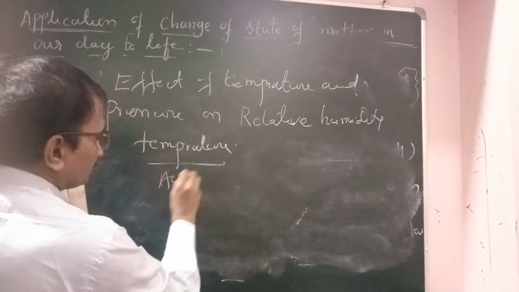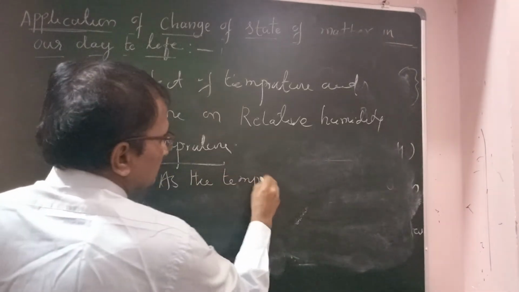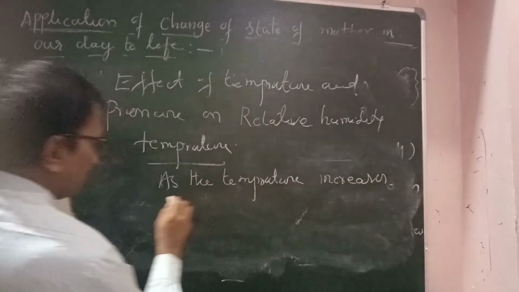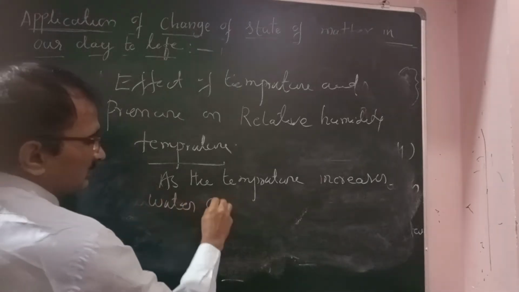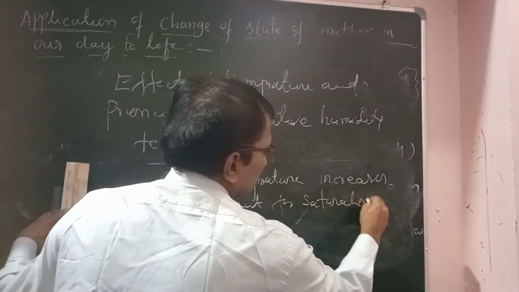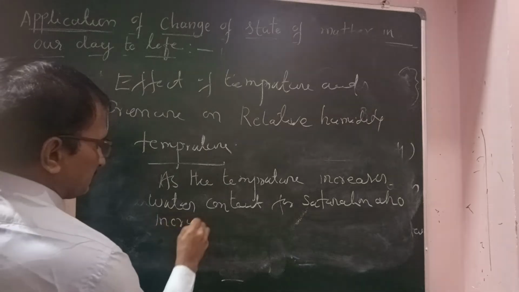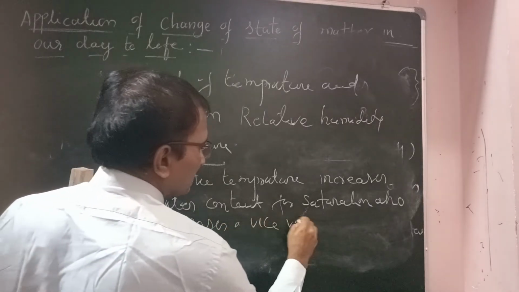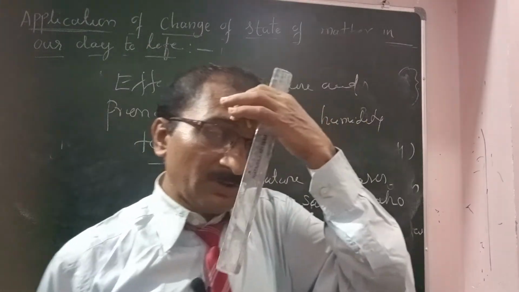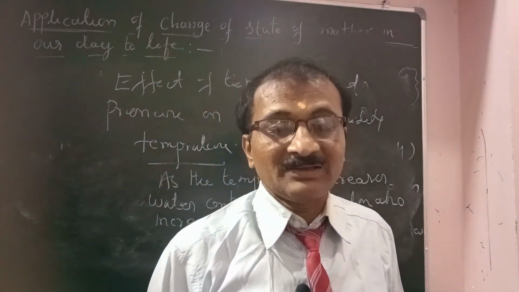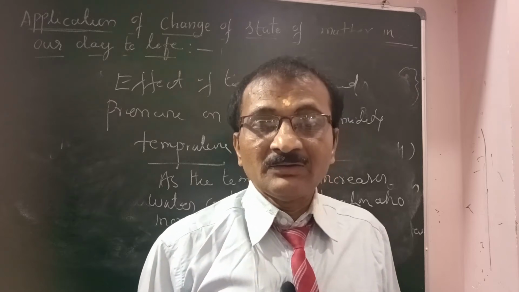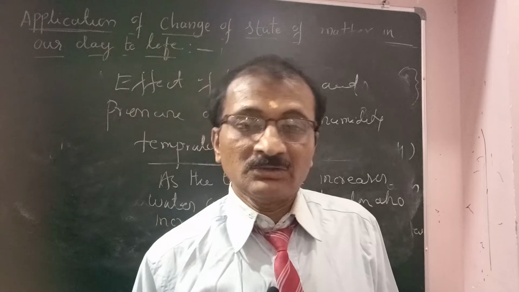As the temperature increases, so what happens? The water contained for saturation also increases, and vice versa. What is called vice versa? If the temperature decreases, the amount of water vapor for saturation also decreases. At low temperature, the air gets saturated without adding water and losing the water.